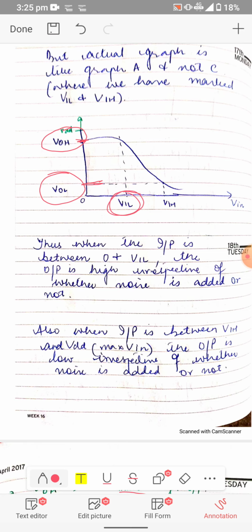Similarly, what is VIL? VIL is the maximum. Now VIL is on the input side because it has I and L. I means input and L means low. So this is the maximum value of low level input that your CMOS can have. Anywhere from 0 to VIL we say that the input is low.